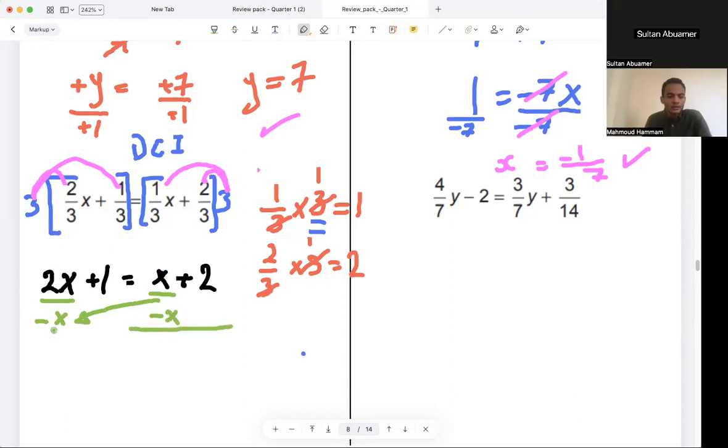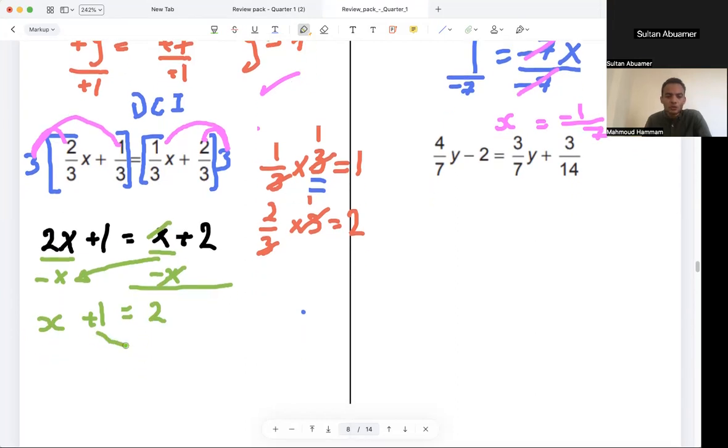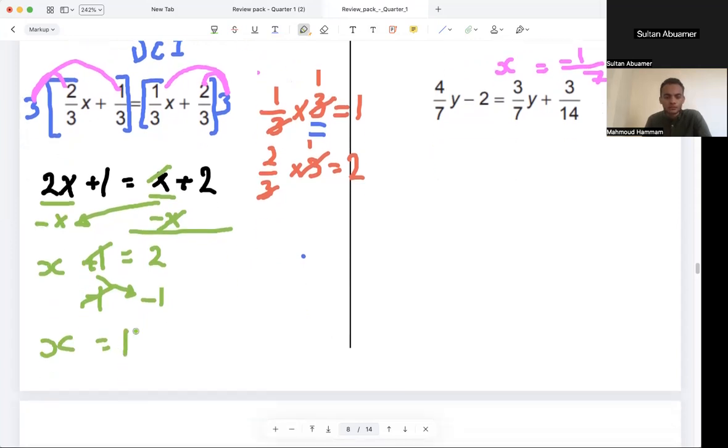What will happen? 2x minus x is just 1x plus 1 equals x minus x cancelled. So you just have 2. x plus 1 equals 2. Again, this one will move to the right with, it was positive, so it will move with negative. Negative 1, and I still have a negative 1 at the end. So 1 minus 1 is 0. x equals 2 minus 1 is just 1. So x equals what? x equals 1. Right. Very good.